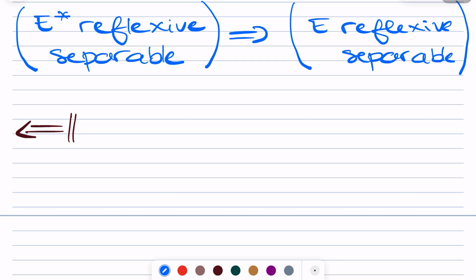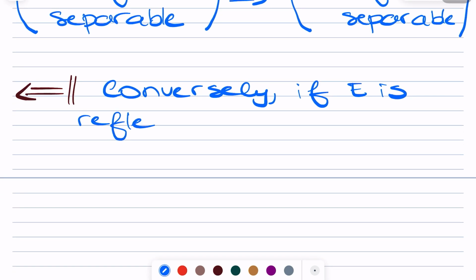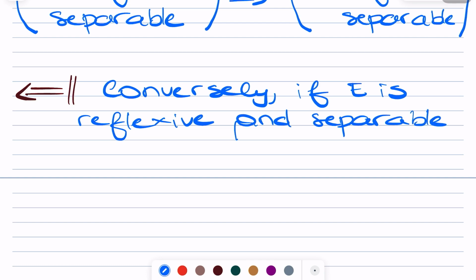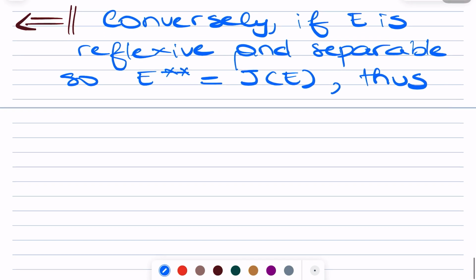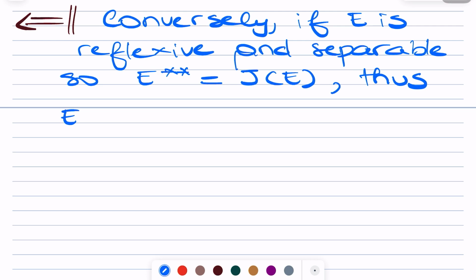Conversely, I think this proof is rather easy. If E is reflexive and separable, remember the definition of reflexivity. This means the bidual is equal to the image of E through the canonical embedding. So the bidual is reflexive and separable.